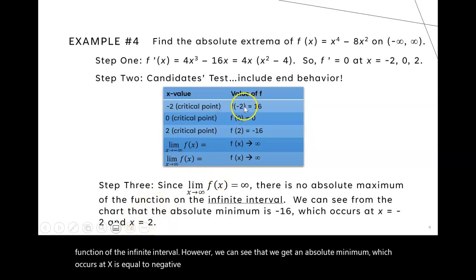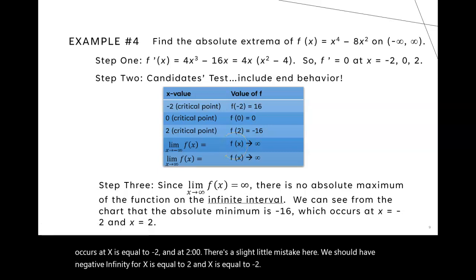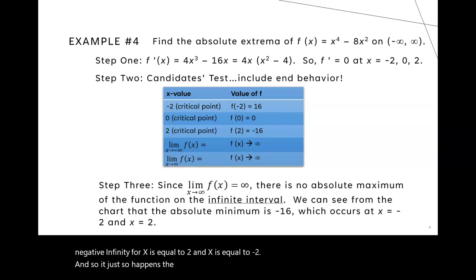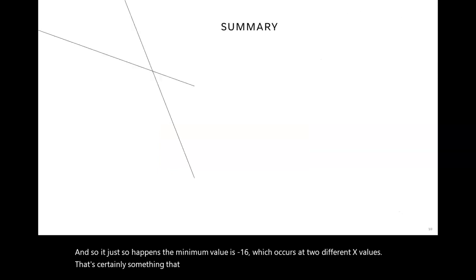-2 and at 2. There's a slight little mistake here. We should have -16 for x is equal to 2 and x is equal to -2. And so it just so happens the minimum value is -16, which occurs at 2 different x values. That's certainly something that can happen.